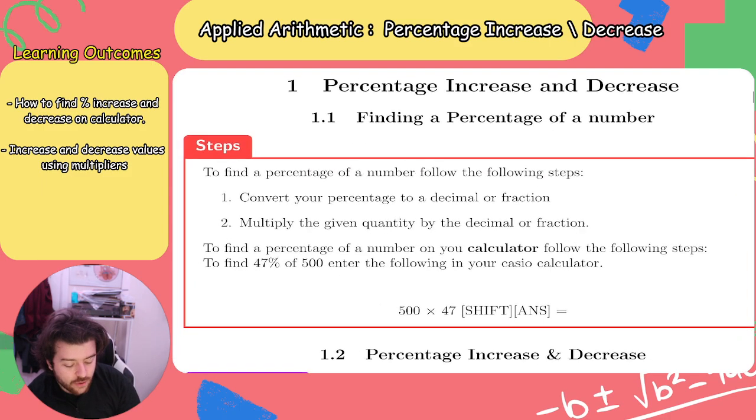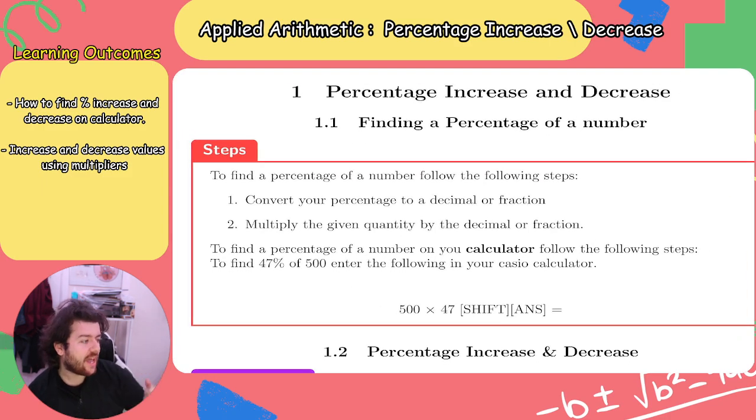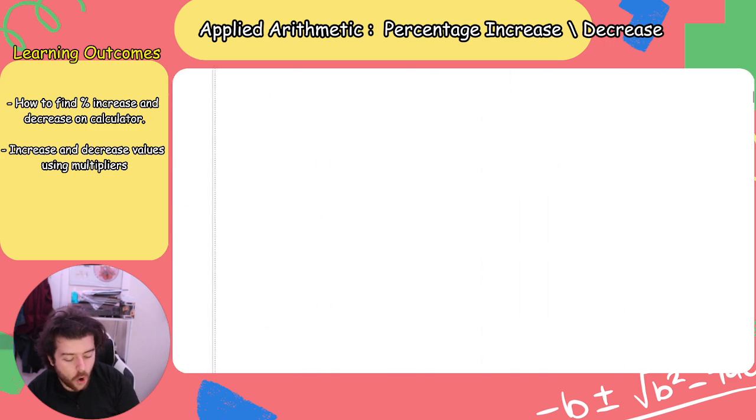How do we find a percentage of a number? To find a percentage of a number, we follow the following steps. One, we convert our percentage to a decimal or a fraction, and two, we then multiply that decimal or fraction by our given amount.